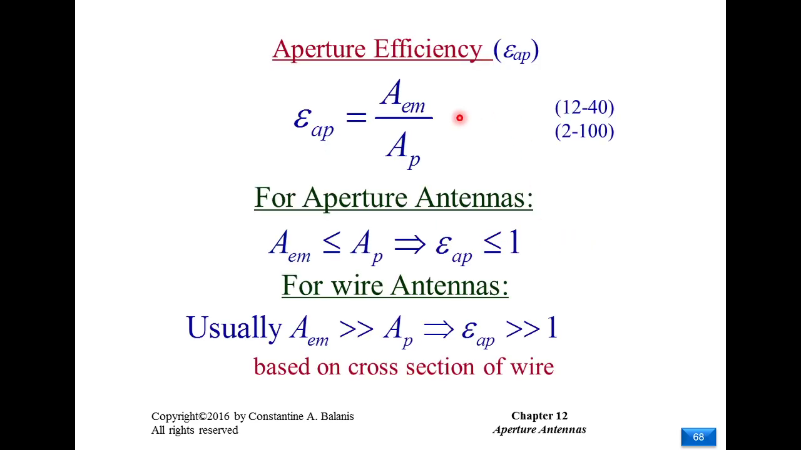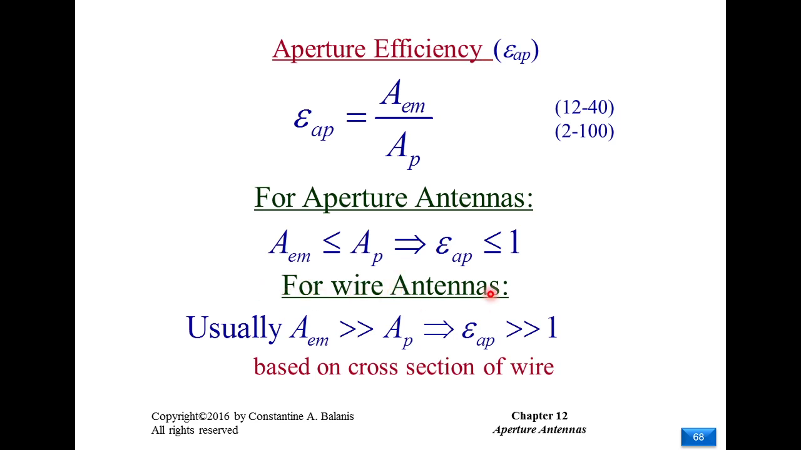So there is a parameter for aperture antennas called the aperture efficiency. The aperture efficiency equals the maximum effective aperture divided by the physical aperture of the antenna. So for an aperture antenna, the aperture efficiency is less than 1. The maximum effective antenna aperture is less than the physical antenna aperture.